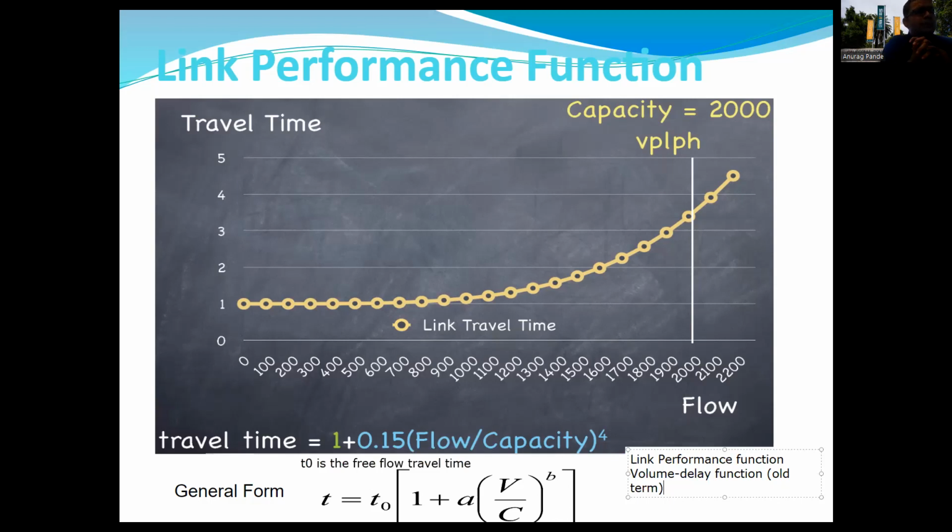Now, for the purposes of this class, to keep the calculation simple, I'm going to make your life easier and have a linear link performance function. So my link performance function won't be exponential like this, where you're dealing with raised to power 4 and stuff like that. We're going to keep it linear so that it's easy for you to solve equations and such. But something you should be aware of is that the exponential function actually captures the link behavior much better, even though we don't use it for this particular class.